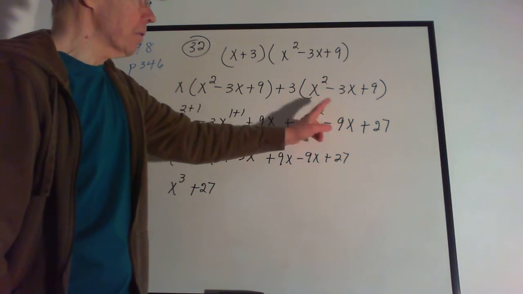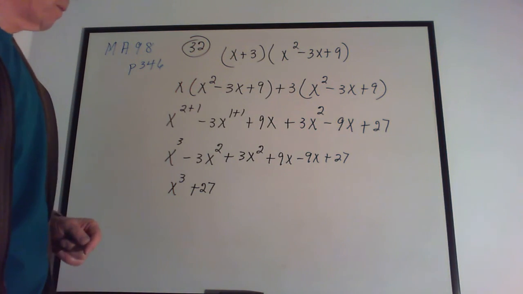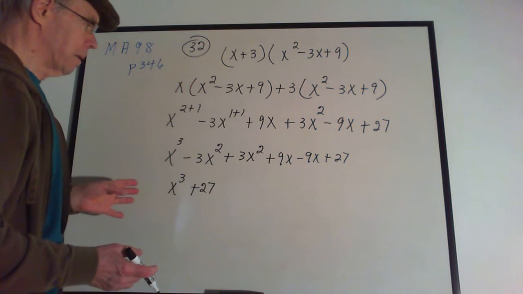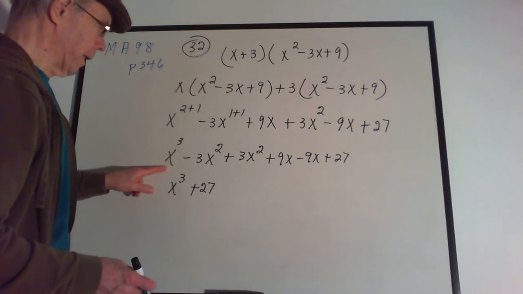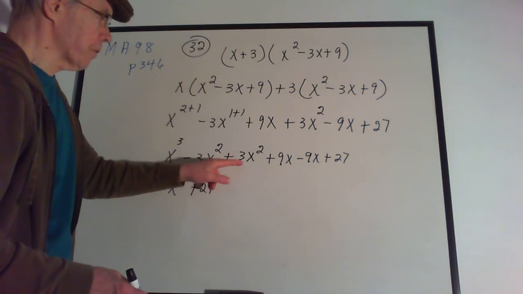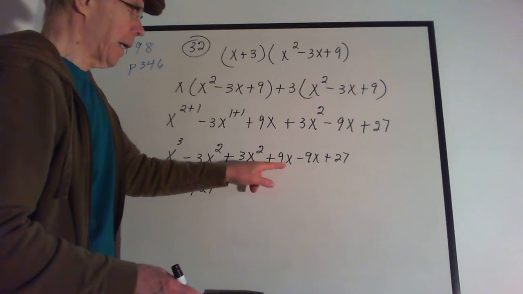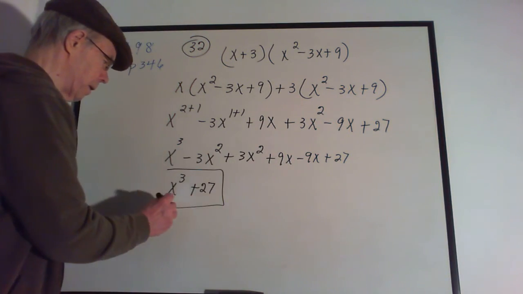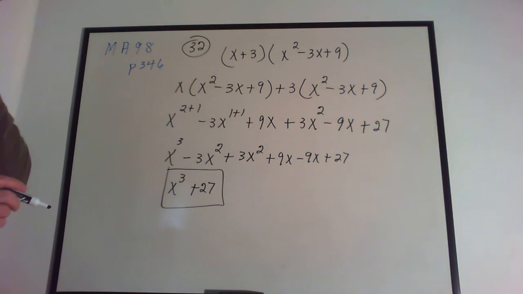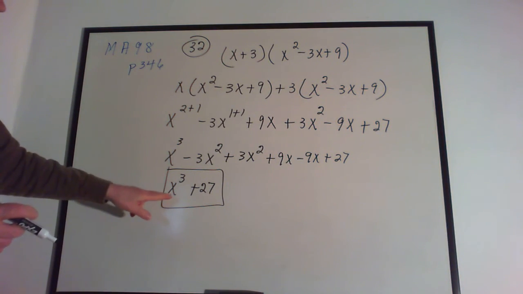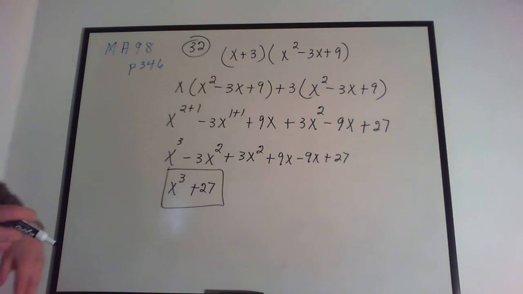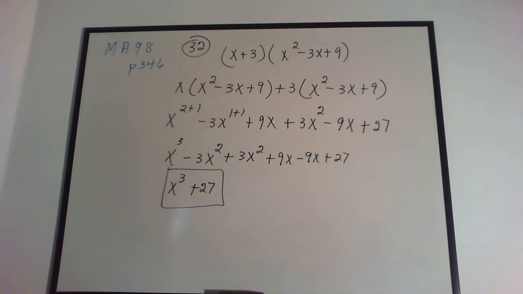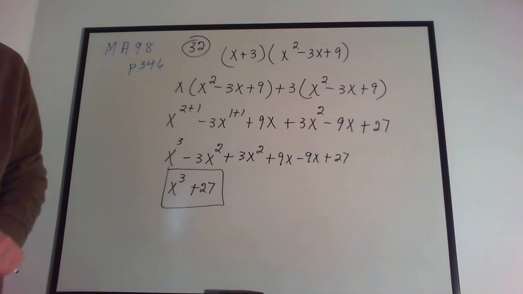minus 9x, plus 27. When I arrange them in descending order, clustering them together, I get x cubed minus 3x squared plus 3x squared plus 9x minus 9x plus 27. So my final answer is this. And when we get into factoring, it is possible to have this problem and go back and get this answer up here. In other words, we go in the reverse direction.